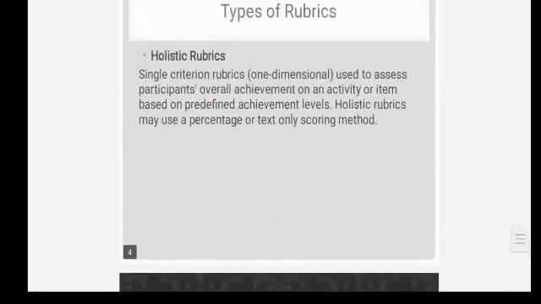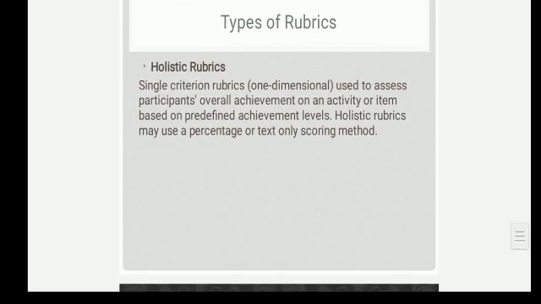Now I want to continue our slide, that is types of rubrics. There are two types. The first is holistic rubrics. It means that single criterion rubrics are one-dimensional, used to assess participants' overall achievement on an activity or item based on predefined achievement levels. Holistic rubrics may use a percentage or text-only scoring method.